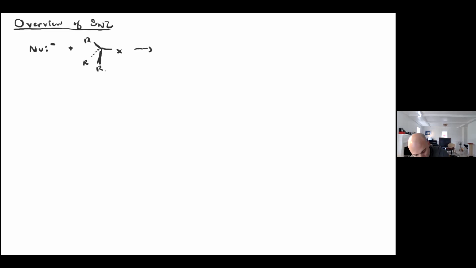Okay, so general SN2 reaction, we've got our nucleophile. This is the group that is coming in and will bond to carbon. This is referred to as our substrate, and X is our leaving group.